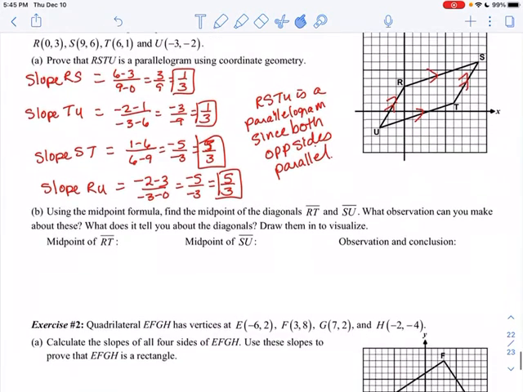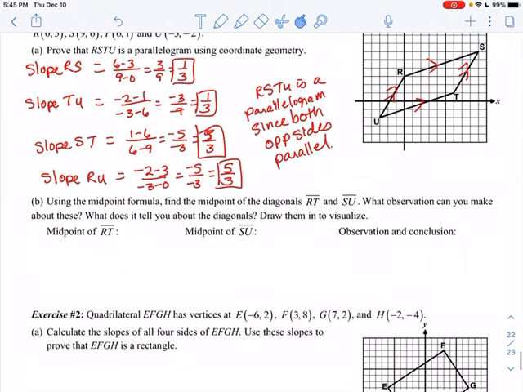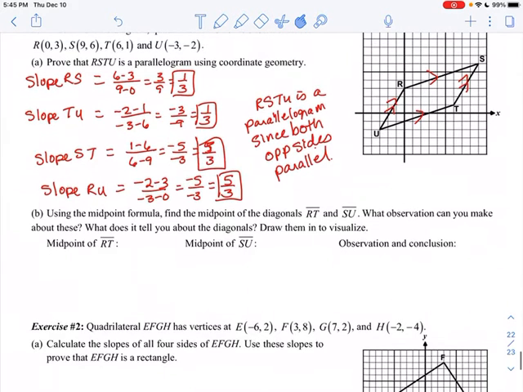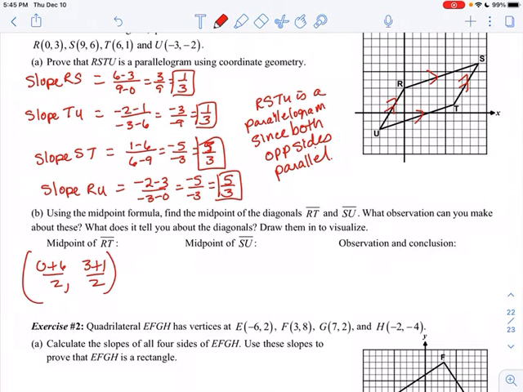All right. Using the midpoint formula, they want me to find the midpoint of the diagonal. So I want to find the midpoint of RT. Okay, so the midpoint of RT, let me put this down a little bit so I can see the points R and T. So the midpoint of RT, I add the x's, divide by 2, and I add the y's and divide by 2. Make sure you're doing RT. So that's 6 over 2, which is 3, 4 over 2, which is 2.